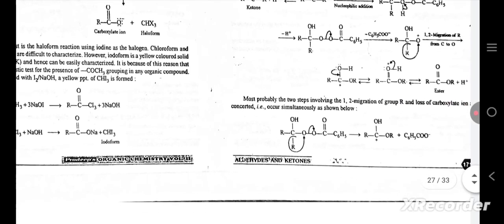Iodoform test. Iodoform test is a haloform reaction using iodine as the halogen. Chloroform and bromoform are liquids and hence are difficult to characterize. However, iodoform is a yellow colored solid with a sharp melting point 392 Kelvin and hence can be easily characterized. It is because of this reason that iodoform test is used as a diagnostic test for the presence of COCH3 grouping in any organic compound. When such a compound is treated with I2/NaOH, a yellow precipitate of CHI3 is formed.